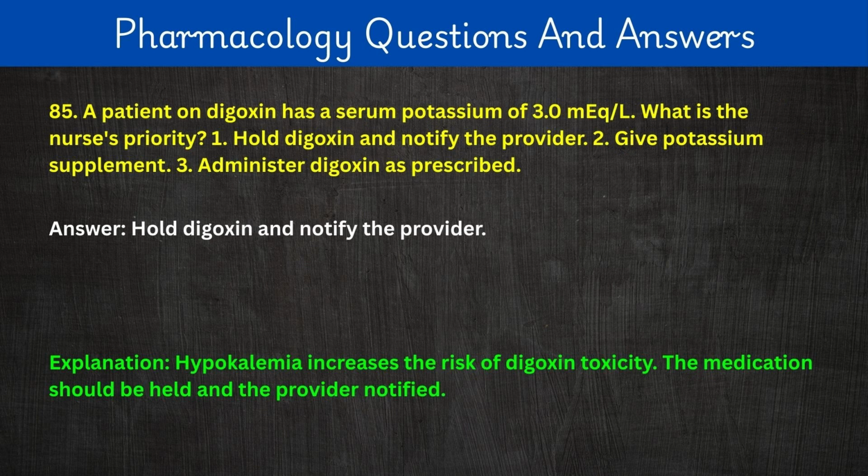85. A patient on digoxin has a serum potassium of 3.0 milliequivalent/L. What is the nurse's priority? 1. Hold digoxin and notify the provider. 2. Give potassium supplement. 3. Administer digoxin as prescribed. Answer. Hold digoxin and notify the provider. Explanation. Hypokalemia increases the risk of digoxin toxicity. The medication should be held and the provider notified.